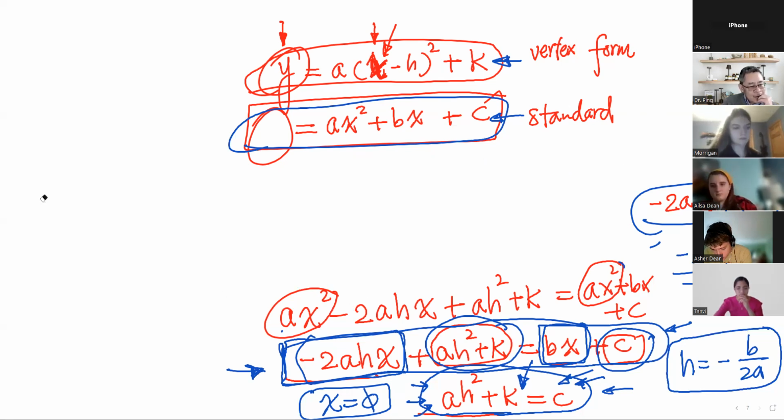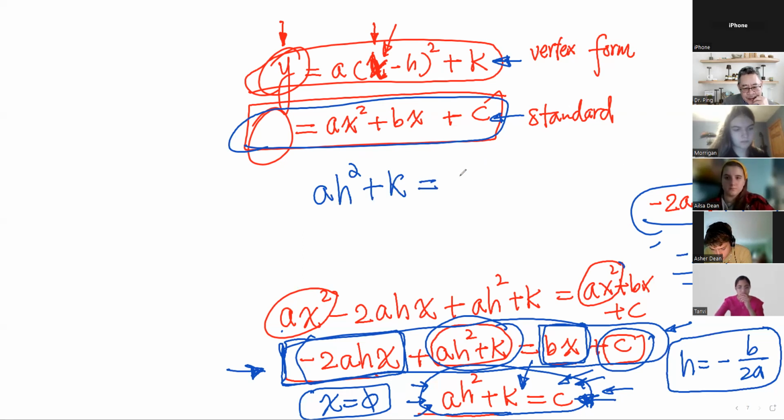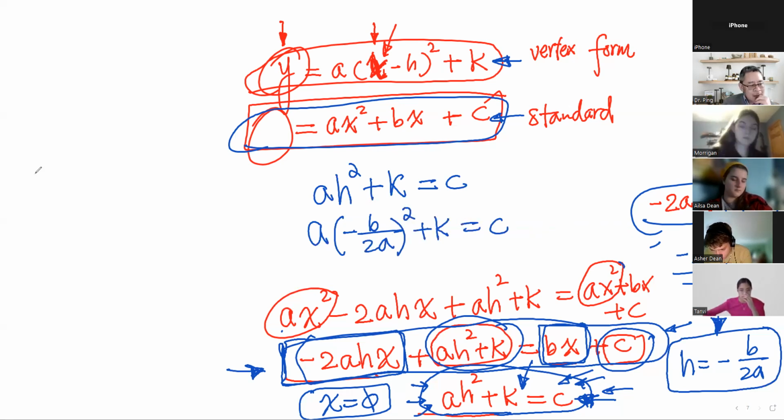So now we're going to see what we're going to do for the k. We have found h. We need to find k. Well, remember we had this early on: a h squared plus k equal to c. Now we know h, so we plug that in. So a times (-b over 2a) squared plus k equals c.